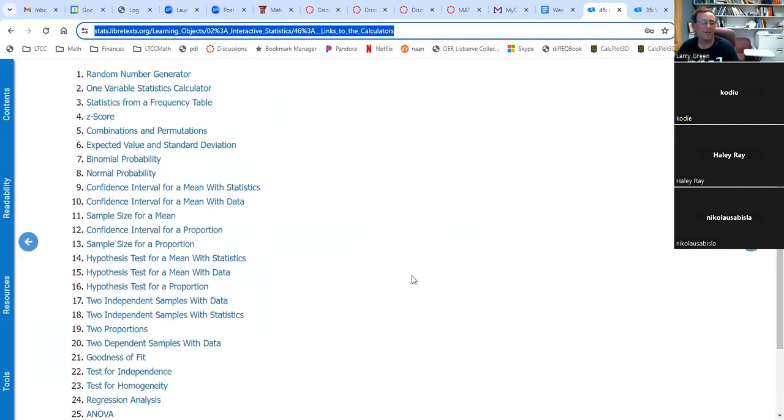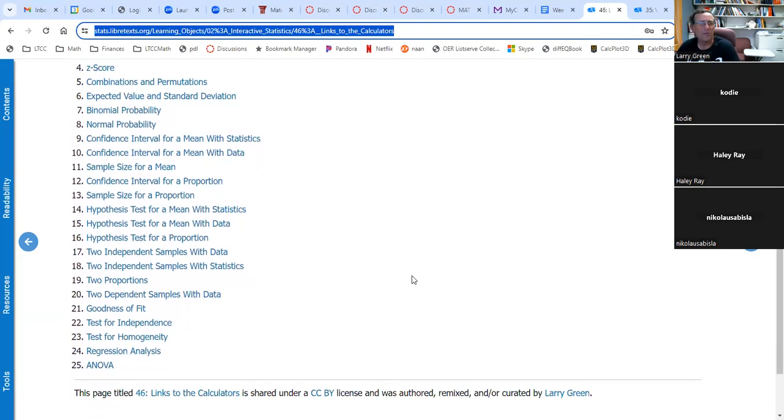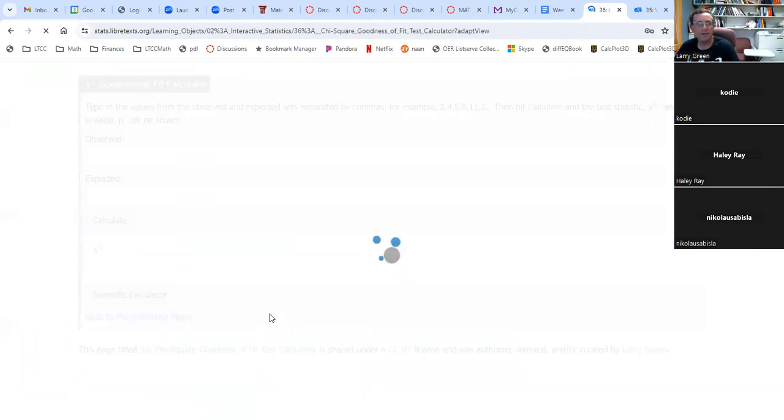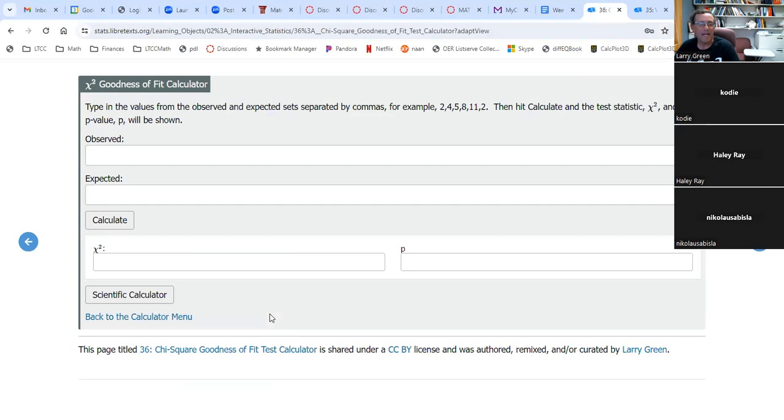And I want to let you know we do things in order of the class. So which calculator number do you think we're going to be using? Yeah, 21, because we've already determined that we're doing a chi-squared goodness of fit test. So I'm going to do goodness of fit. And notice what it asks for is the observed and the expected, separated by commas. It's actually easier to type if you do it that way. It'll be faster for you to separate them by commas than make it a table.